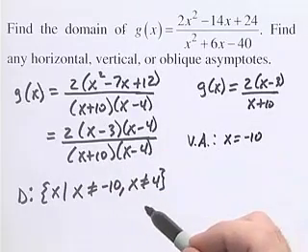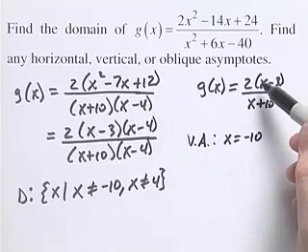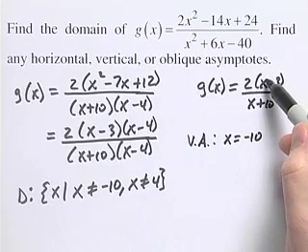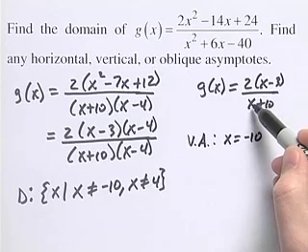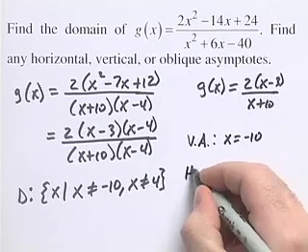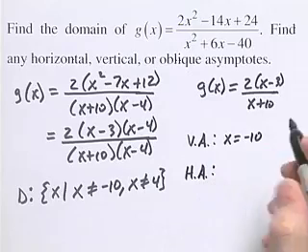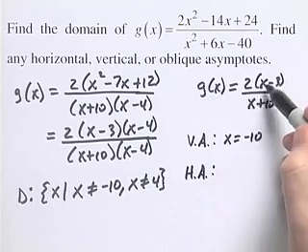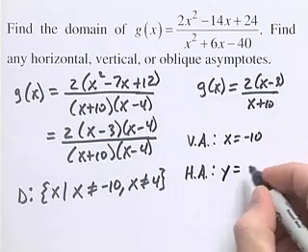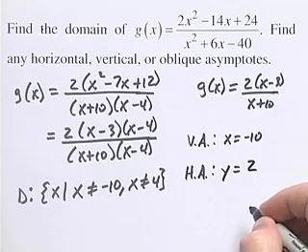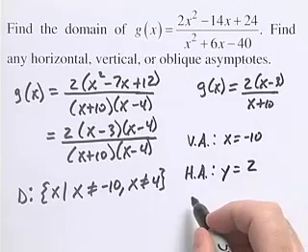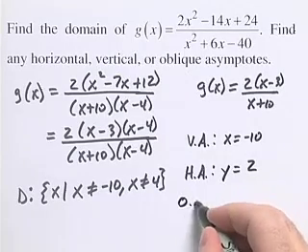Next, we'll look for horizontal asymptotes. To do that, we want to consider the degree of the numerator and denominator. We see that the degree of the numerator is 1, the degree of the denominator is also 1, and so we'll get a horizontal asymptote that's equal to the ratio of the leading coefficients. In the numerator, that would be 2. In the denominator, that would be 1. And so we get a horizontal asymptote of y equals 2. Since we can't have horizontal and oblique asymptotes at the same time, we have no oblique asymptotes.